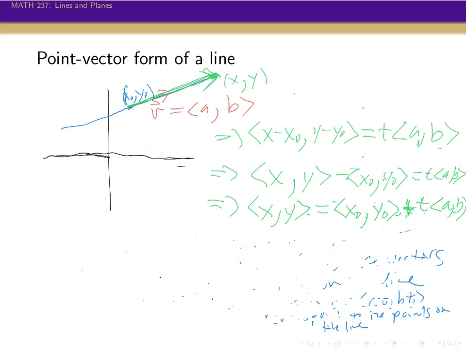Let me try and erase this a little bit better.